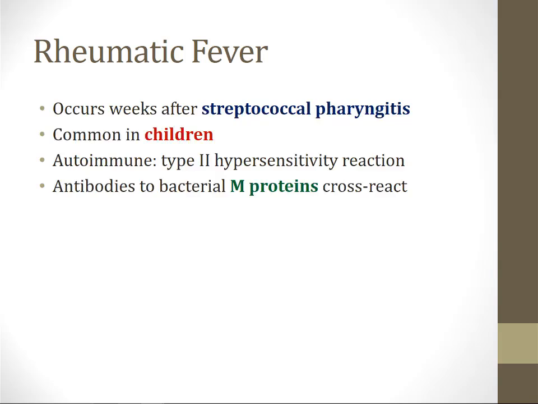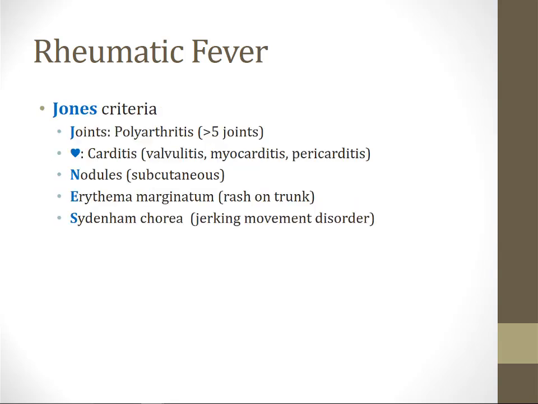Rheumatic fever occurs weeks after a streptococcal pharyngitis sore throat infection. It's common in children. It's an autoimmune reaction. It's an example of a type 2 hypersensitivity reaction. And the cause of rheumatic fever is that antibodies produced to bacterial M proteins found in streptococci cross-react with proteins in the heart. The Jones criteria are the criteria used for diagnosis of acute rheumatic fever, and you can use the mnemonic JONES to remember the signs and symptoms of rheumatic fever.